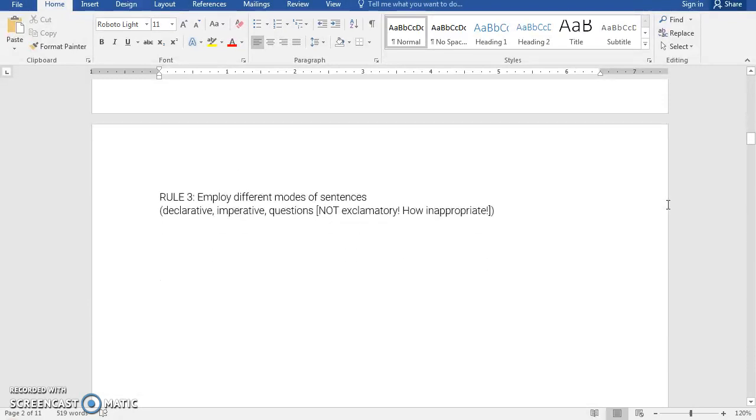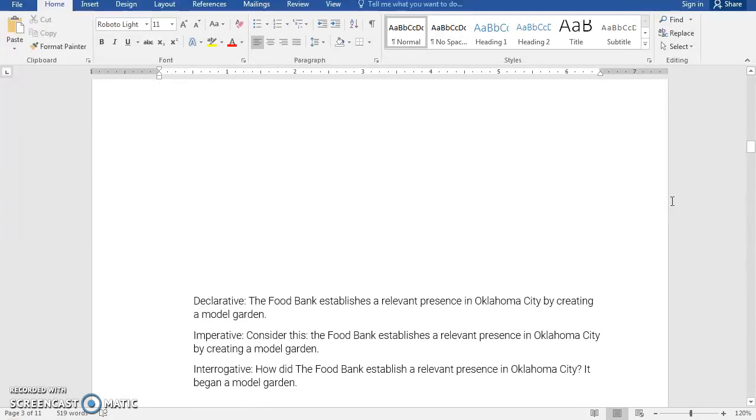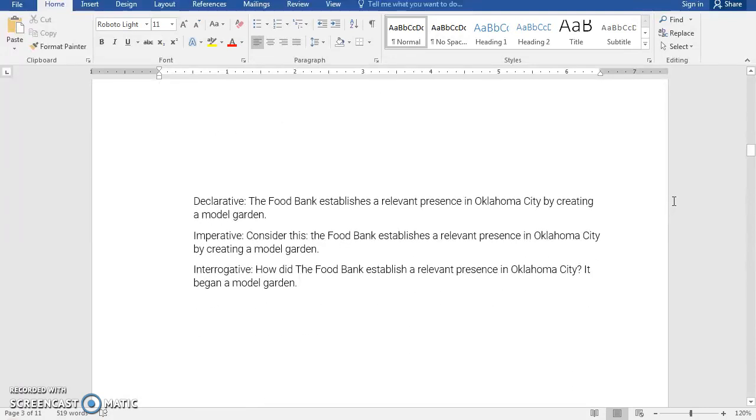Okay, rule 3. Employ different modes of sentences. Maybe you remember these from high school. Declarative, right? Just straightforward. Imperative, it's a command. Questions, or interrogatory. And then please don't ever use exclamatory sentences in either academic or technical writing. They're never appropriate.